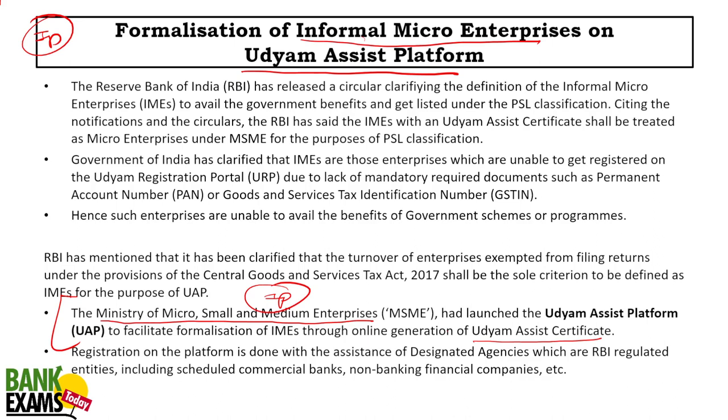A lot of government schemes are there under which they didn't get any benefit, informal hai isliye. Now they are going to get the benefits from the government schemes such as the priority sector lending classification. So ye benefit inhe milega. So please remember, Udyam Assist platform launched by Ministry of Micro, Small and Medium Enterprises. What is the purpose? I hope that is clear to you.